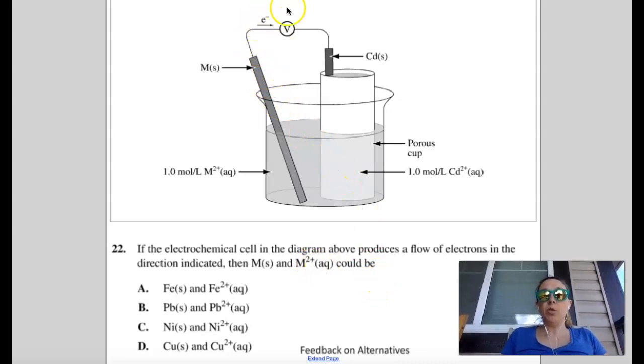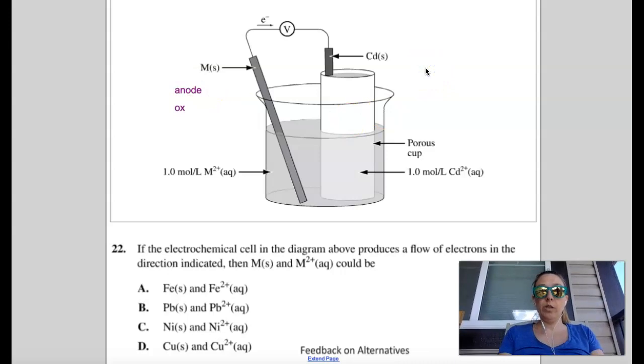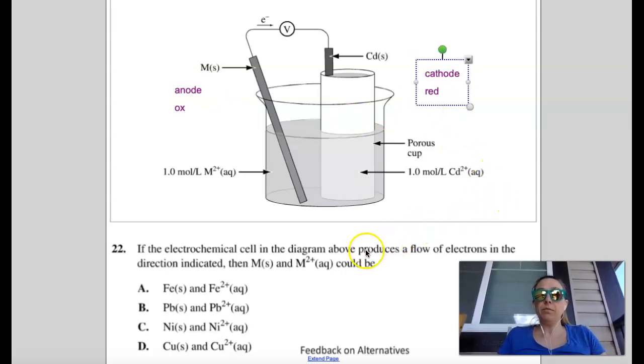So we look at the pictures, we see that the flow of electrons is going from left to right. So what we need to be able to recognize from that is that electrons always flow from the anode, which is the site of oxidation, over to the cathode, which is the site of reduction. So why that's helpful is I know what one of these solutions is, right?